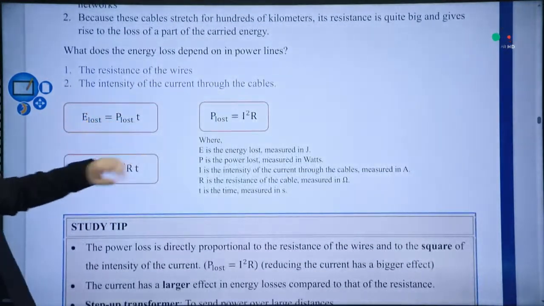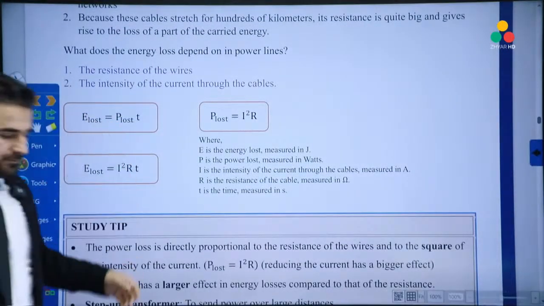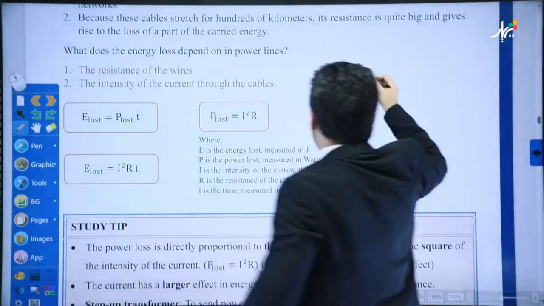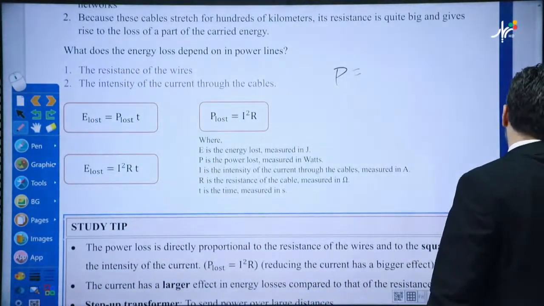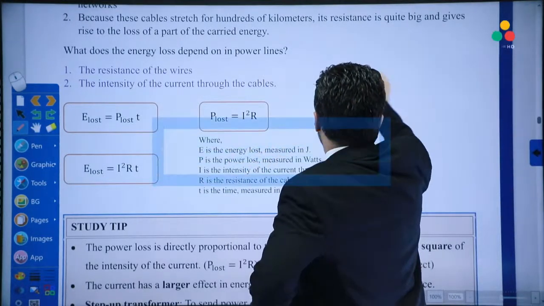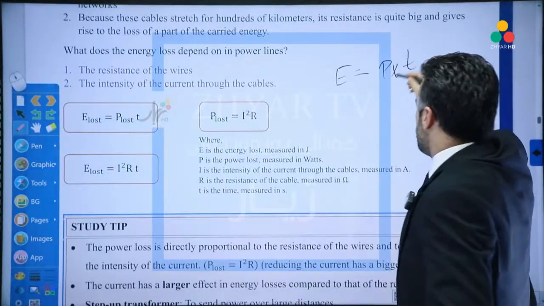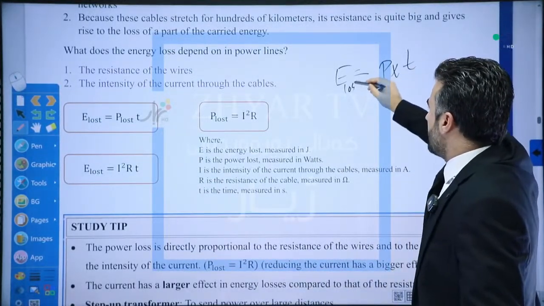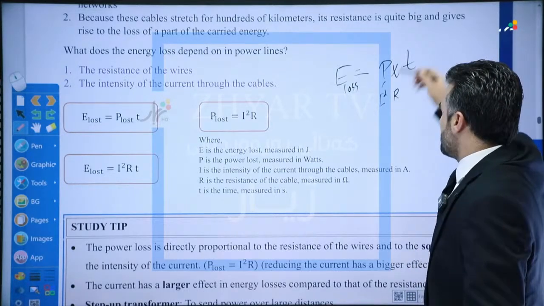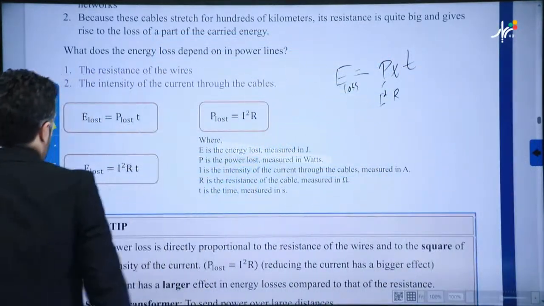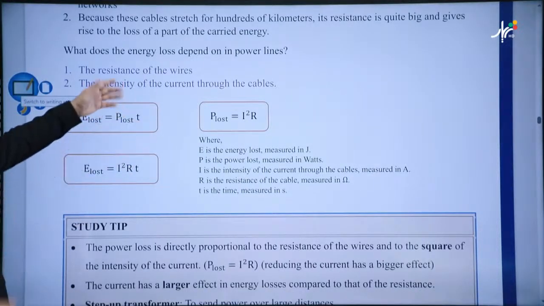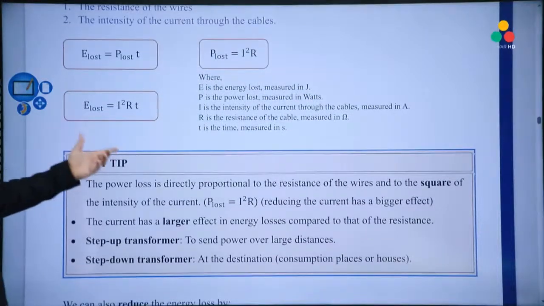If we talk about energy, energy loss equals, we've learned that energy is basically equal to power times the time. But if we talk about the energy loss, this power becomes the power loss, which is current squared times the resistance, and then times the time. These are the equations for the energy loss and what it depends on.